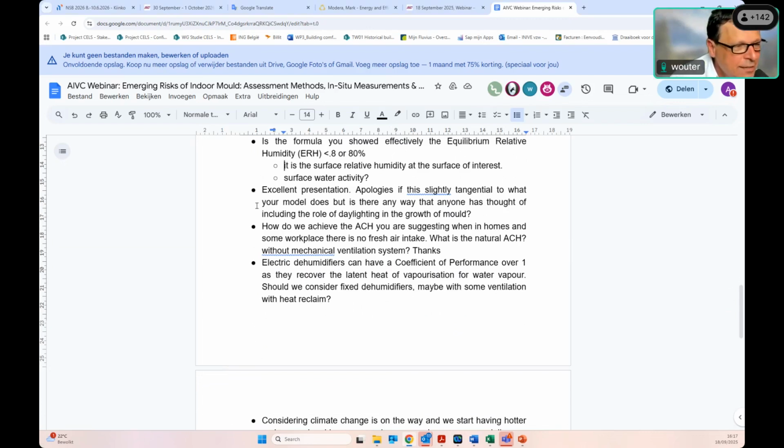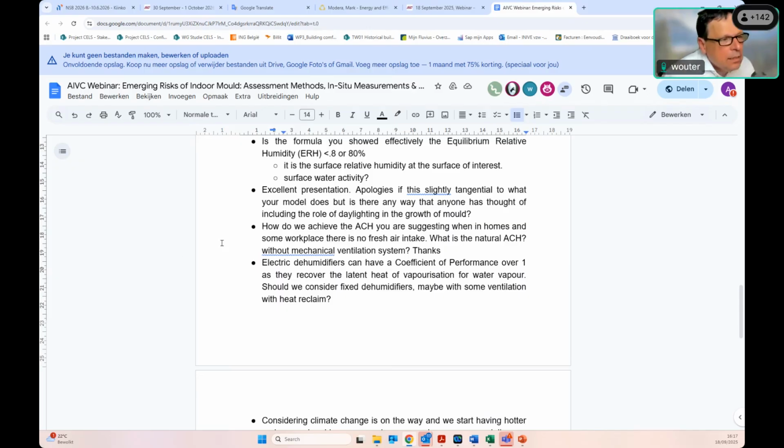Apologies if this is slightly tangential to what your model does, but is there any way that anyone has thoughts of including the role of daylighting in the growth of mold? Again, I applied the model I found in literature on our model, so I have no idea if there is in any way a relation. I don't know if there is a relation, and if there is, it's not included in the model at this point, at least. Okay, clear.